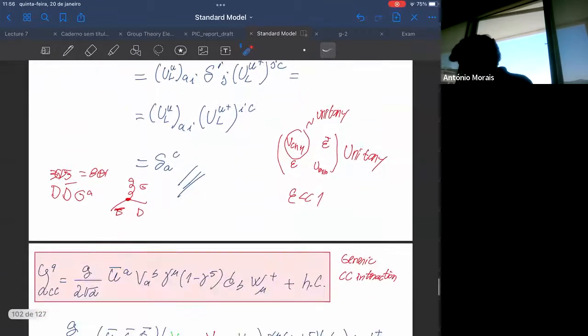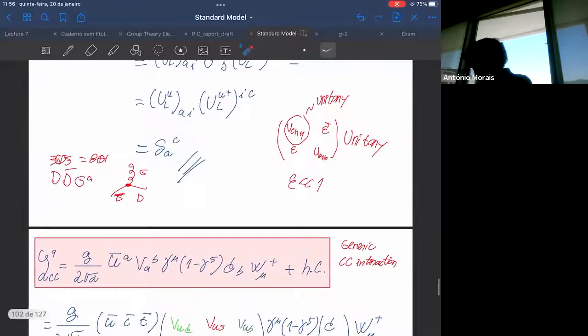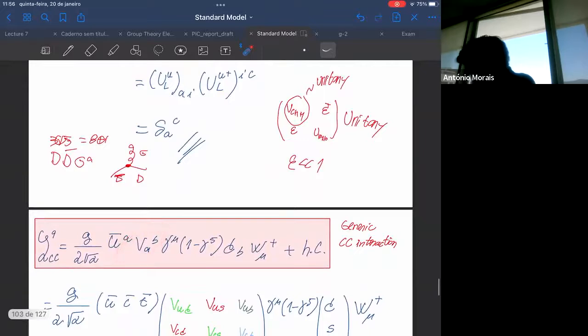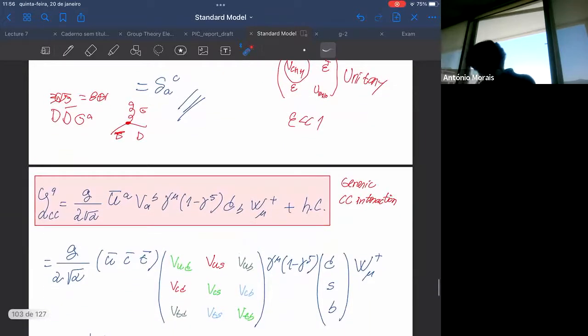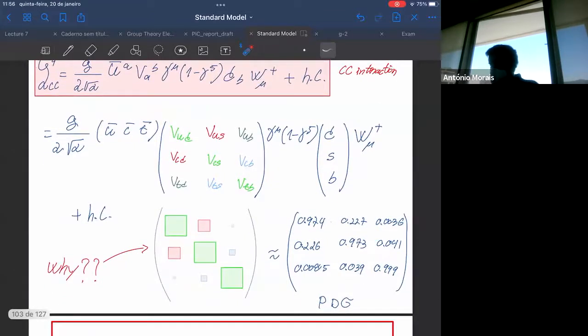Right. So a generic charged current interaction is of this sort, as I have already shown, and you can write this in a matrix form in this way. And now, this is for Osvaldo, not only, of course. We were talking about the generations. We were talking about why quarks have such different sizes and so on, and why we have these huge hierarchies in the elements of the mixing. This is part of the flavour problem.